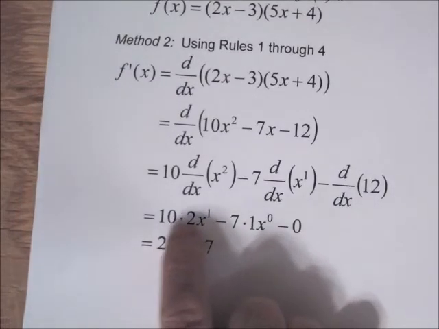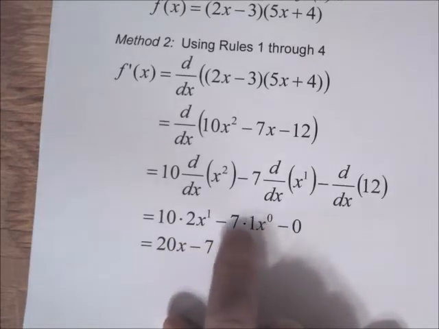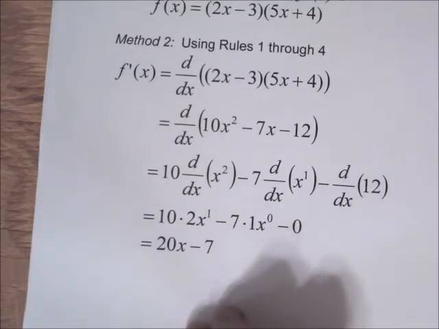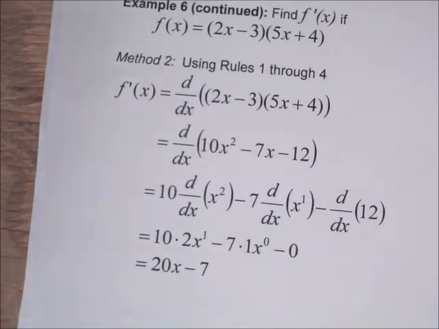So if you multiply 10 times 2 is 20, that's 20x. X to the 0 is 1, so this is 20x minus 7. Same answer we had before. So sometimes you have a choice. You can use more than one method.